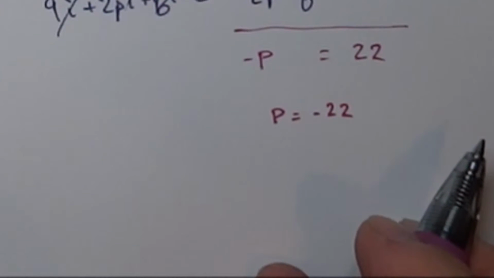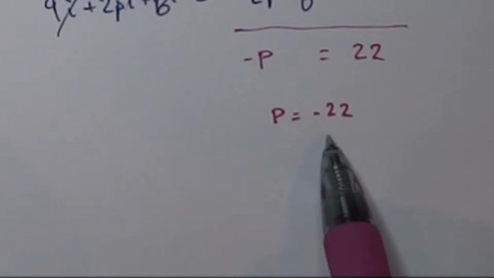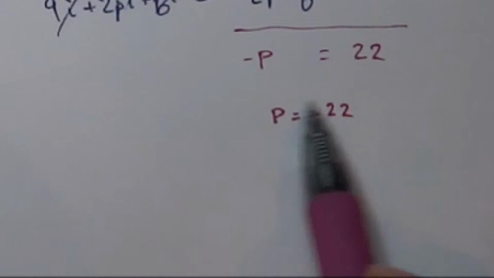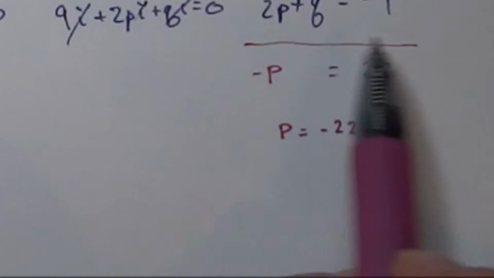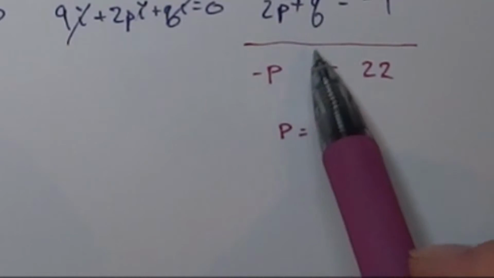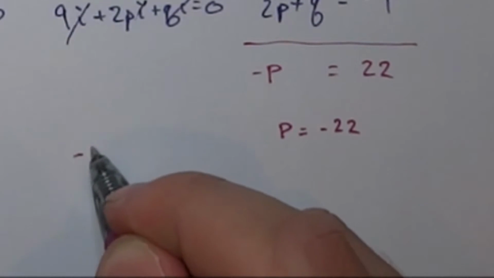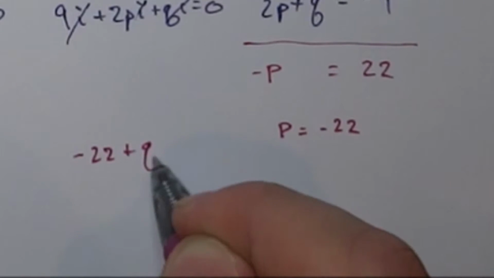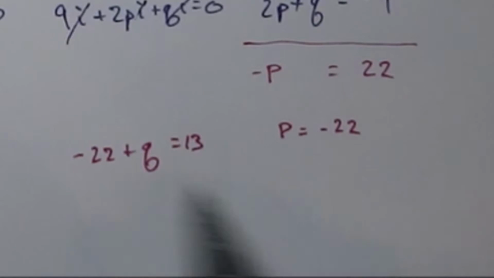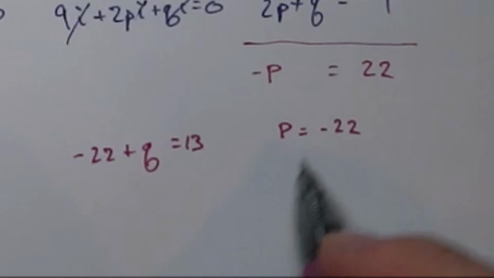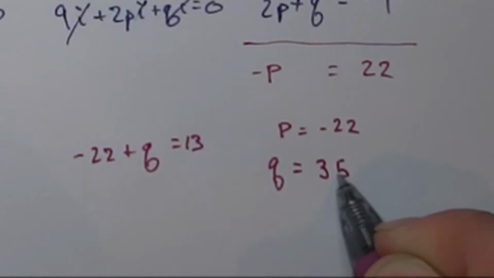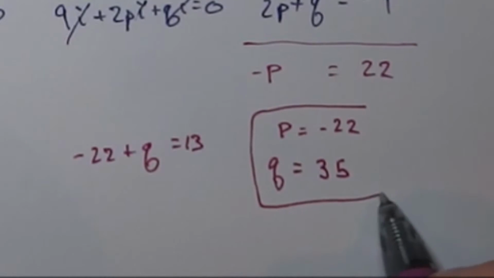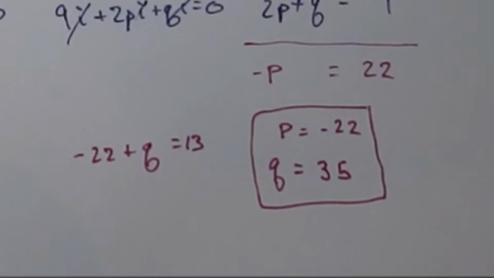So now to find what q is equal to, I can just take this p equals negative 22 and plug it into, say, this upper equation right here. So negative 22, I can write negative 22 plus q equals 13. And then if I add 22 to both sides, I get q is equal to positive 35. So here we just found our values for p and q.